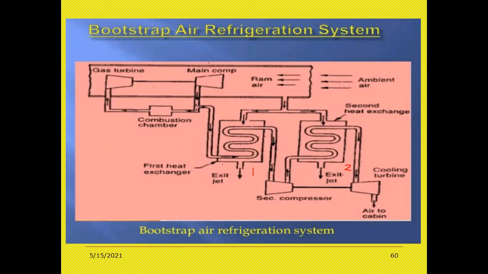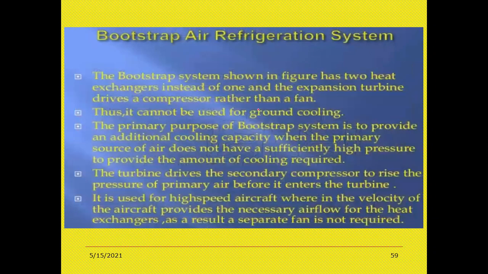It is passing into the first heat exchanger process, right? Later it takes the air to the secondary compressor and it goes into the secondary heat exchanger. Later it passes into the cool turbine to the atmosphere, right? So only the thing is you have first compressor, second compressor, one exchanger, two exchangers, right? So the bootstrap system has two heat exchangers instead of one, and the expansion turbine drives the compressor rather than the fan. Therefore, it cannot be used for ground cooling.